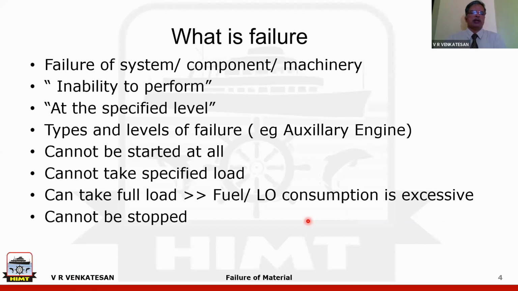Then a very severe failure can be like this: if you want to stop, it cannot be stopped. If running machinery cannot be stopped, that can also lead to serious failures, especially for a main engine and lifting gears. All these kinds of machinery, if they are not stopped when they are required to be stopped, can result in serious accidents or failures. So as an example, failure can be of different types, and it can also be of different levels.